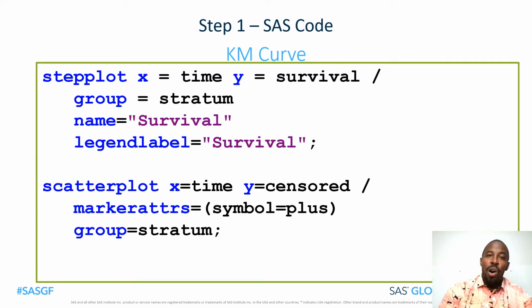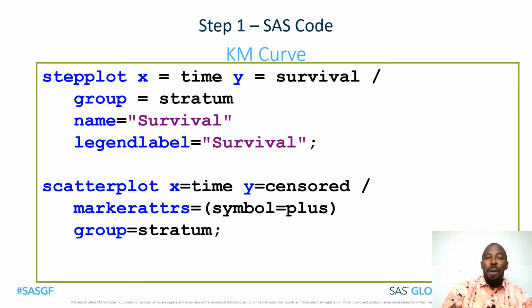Let's quickly go over some of the SAS code that we can use to produce the curve. As mentioned, we use the step plot statement to produce the KM curves, and within the step plot statement, the group equals stratum option is used to produce the KM curves for each treatment. Therefore, in the stratum column, there are 3 values because we have how many treatments? 3. Now, who can remember the color of the placebo group? Was it blue, red, or green? Put your hand up if it's blue. If your hand is still up, you're correct.